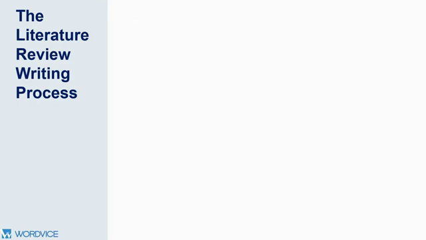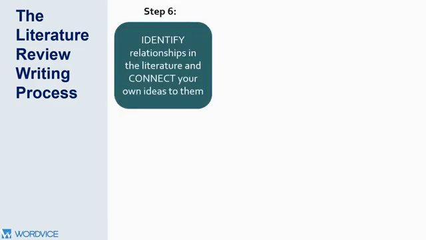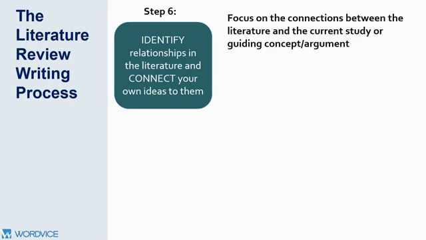The final step in the literature review process is to identify relationships in the literature and develop and connect your own ideas to them. This is essentially the same as the previous step, but focus on the connections between the literature and the current study or guiding concepts or arguments in the paper, not only the connections between the works themselves. Examining these concepts is almost like doing a study in itself, pointing to the most important information from previous studies and drawing possible conclusions from the results of these works.